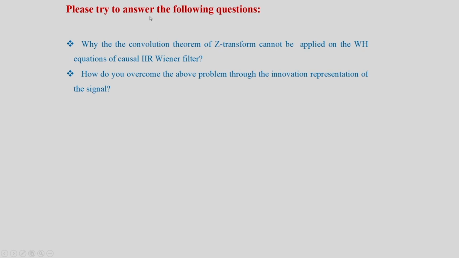Please try to answer the following questions. Why can the convolution theorem of Z transform not be applied on the Wiener-Hopf equations of the causal IIR Wiener filter? So, we noted that we cannot apply the convolution theorem of Z transform directly on the Wiener-Hopf equations of the causal IIR Wiener filter. Why? How do you overcome the above problem? Through the innovation representation of the signal Yn. So, these two questions you would try to answer.